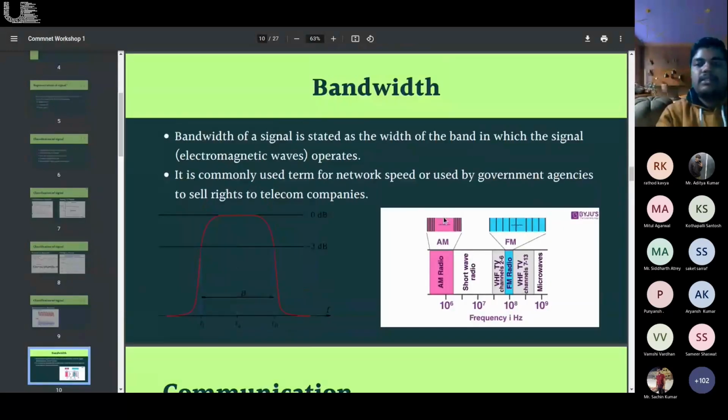So next we will be discussing bandwidth. I think everyone has heard the word bandwidth, right? Does anyone know what bandwidth is?